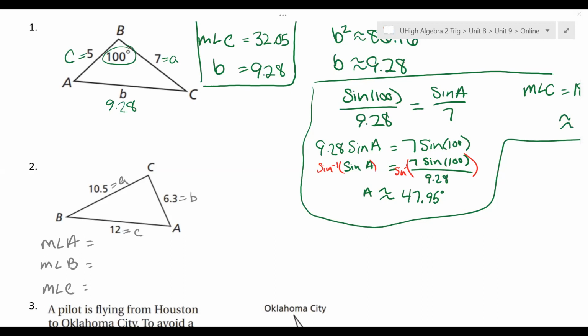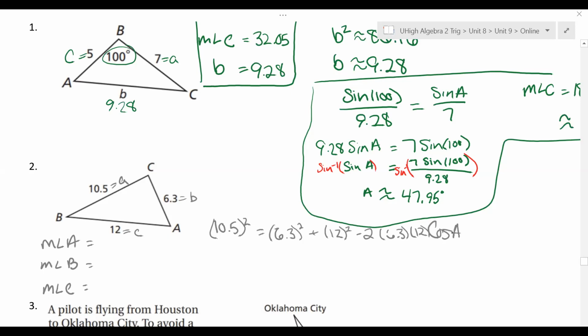So I'm going to look at my law of cosines and see that I want A squared equals B squared plus C squared minus 2BC times the cosine of A.